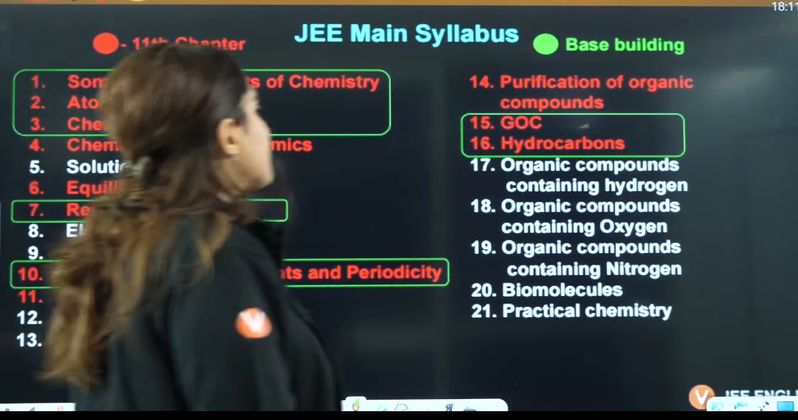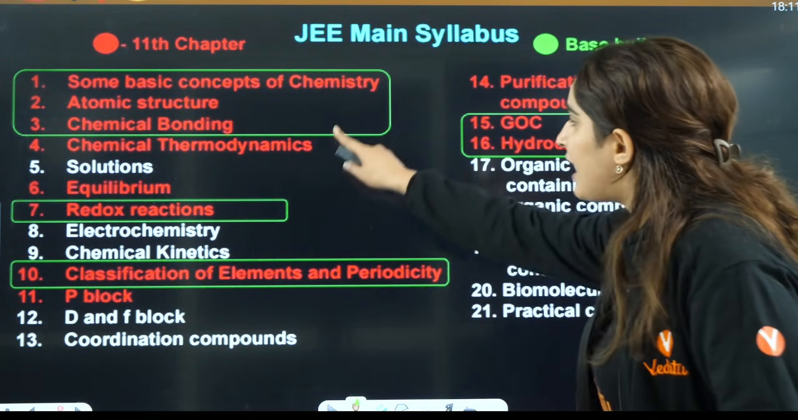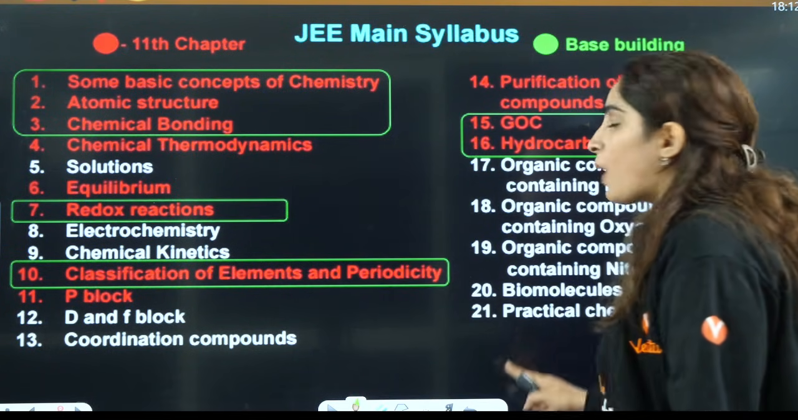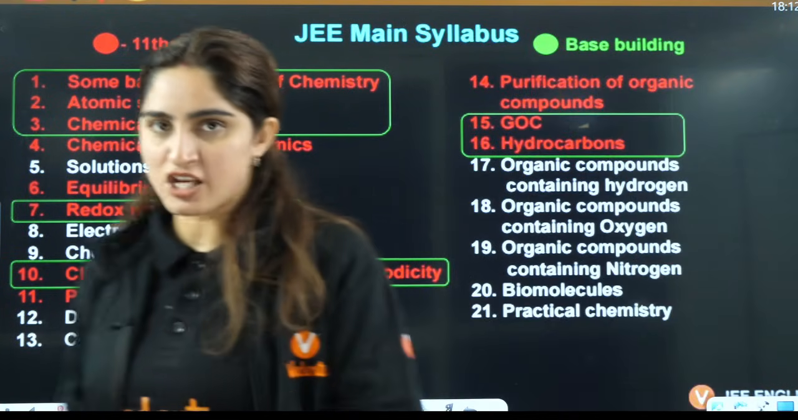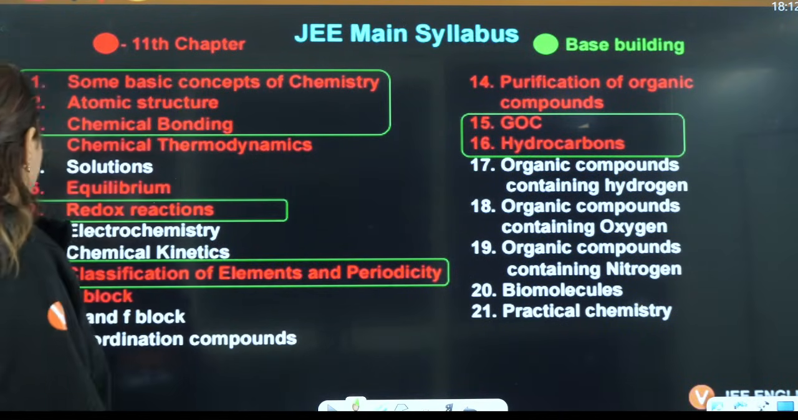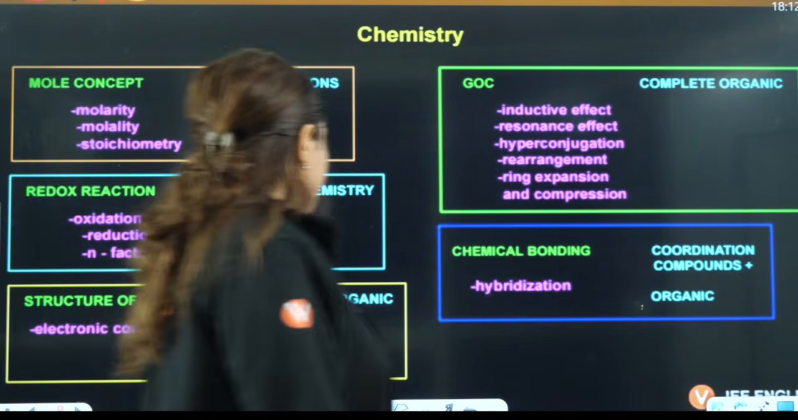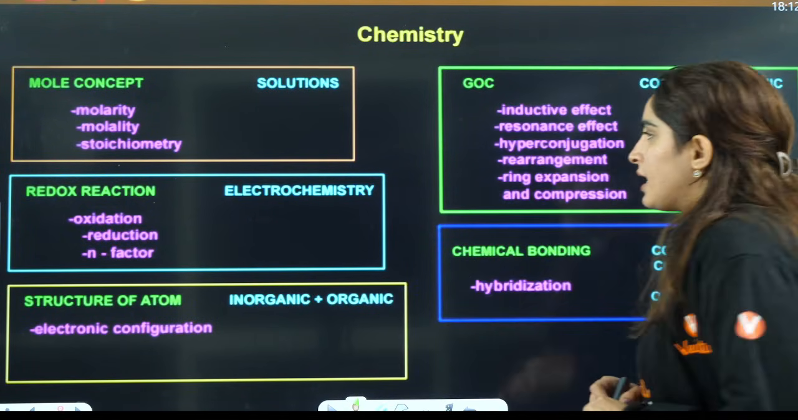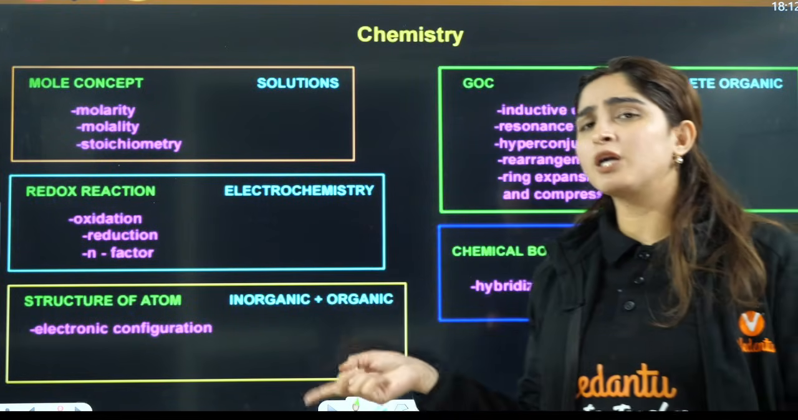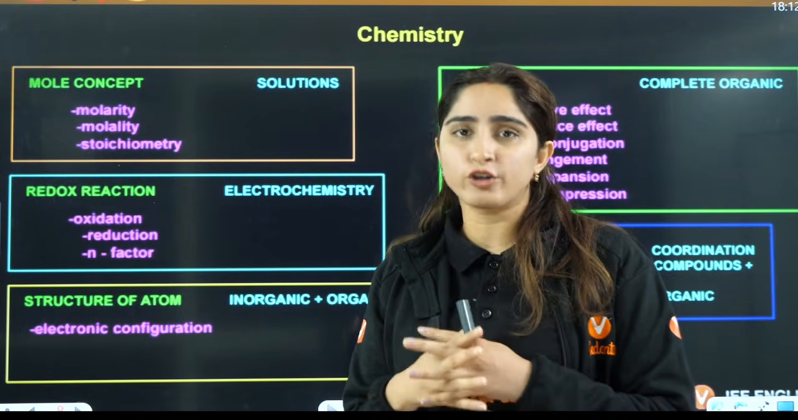Firstly, the JEE syllabus. As I have mentioned here, the red ones are your class 11 chapters and the white ones are your class 12 chapters. So in total, you have 21 chapters in chemistry, right? So now if I talk about these, these are the chapters of class 11th and these are class 12 chapters. We'll talk about the relation, the link topics here.